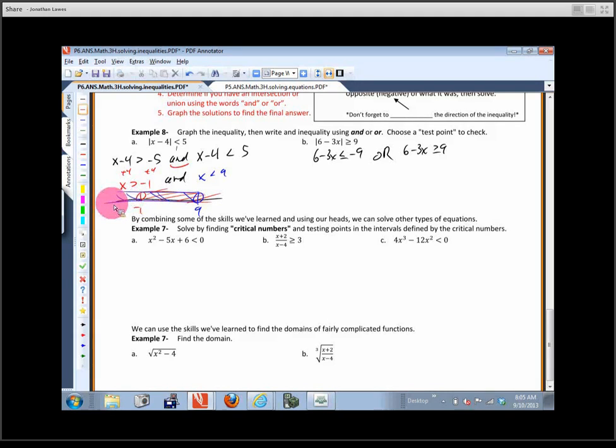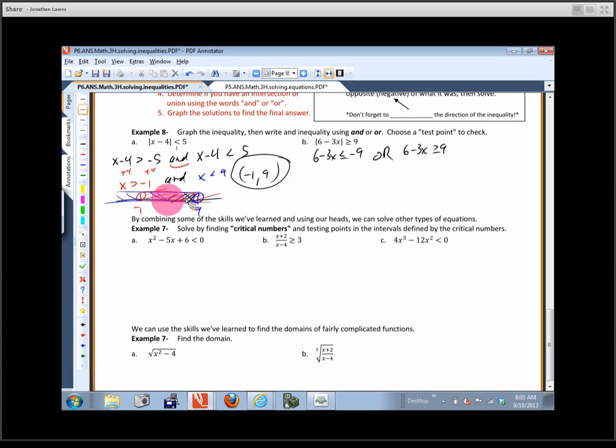Okay, remember looking at these yesterday? Okay, where do both types of shading occur on this? Between the two of them, right? So the way we'd write this in interval notation is we'd write from negative 1 to 9. And what type of brackets, round or square? We're going to do round here. That's how we'd write it in interval notation.